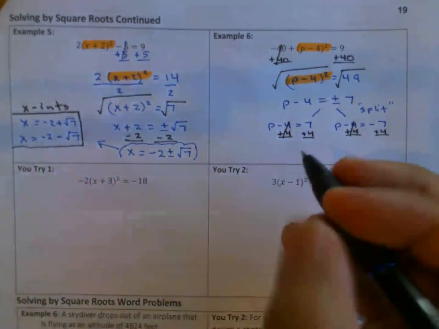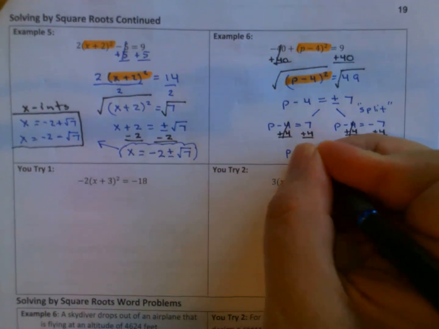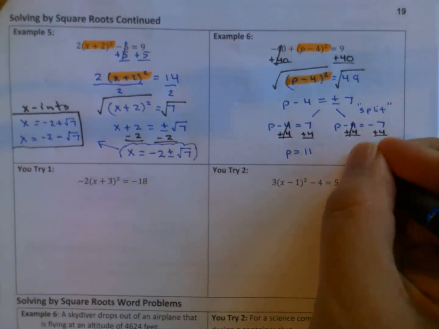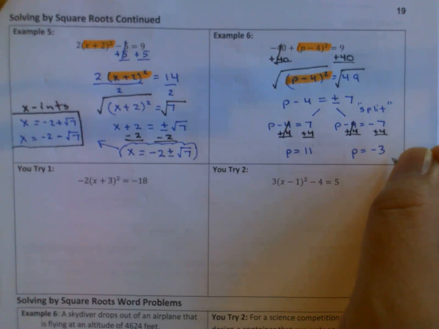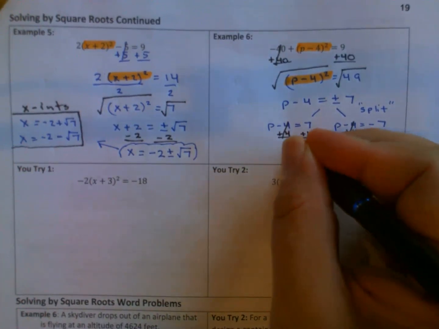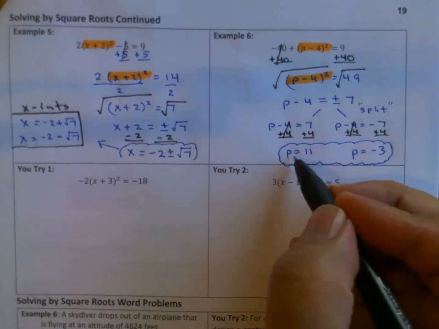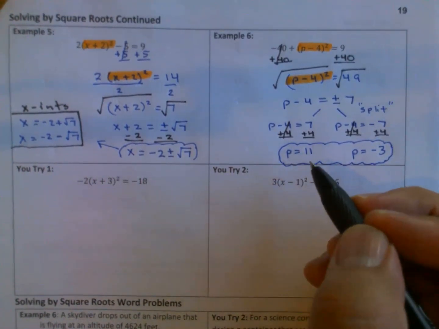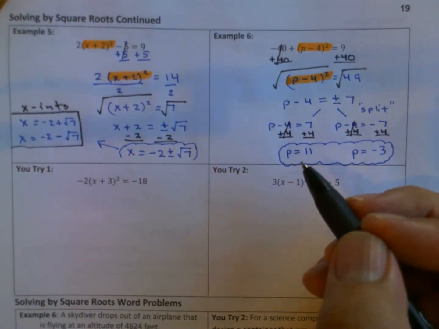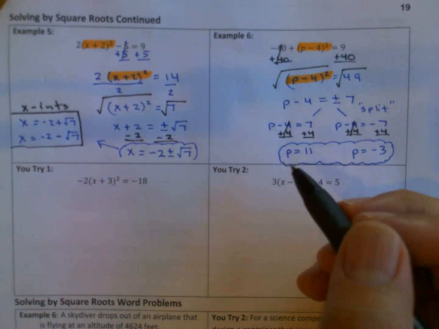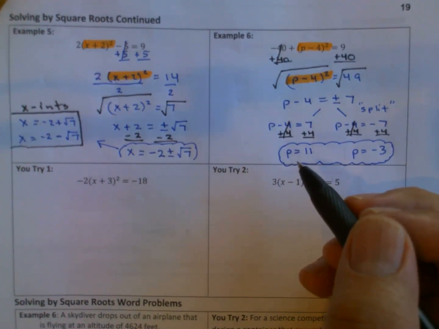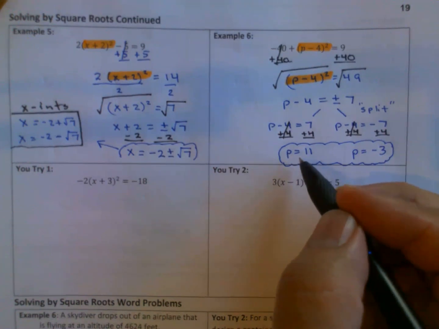And just like that, we have our two solutions. P is equal to 11 and p is equal to negative 3. These are my roots of the quadratic. You might call them x-intercepts. Actually, I would have to call them p-intercepts because that's the letter they're using. But it's the same concept. We're still just solving a quadratic and looking for where it would cross the x-axis or the p-axis, even if they change the name.